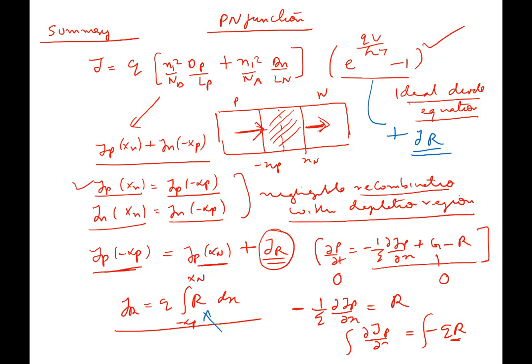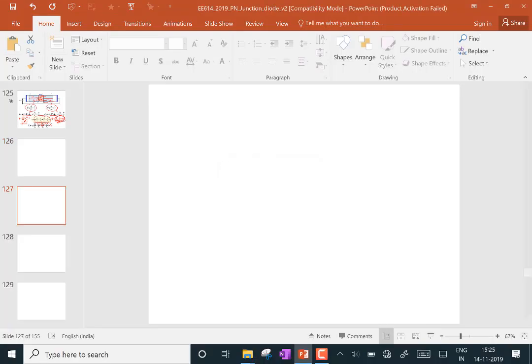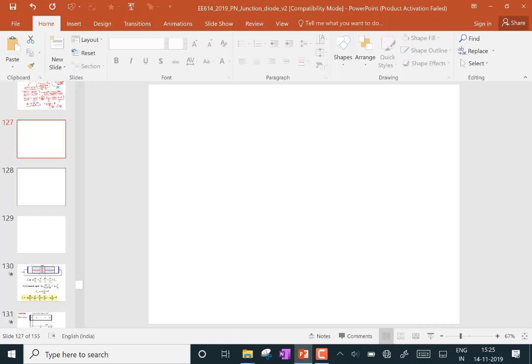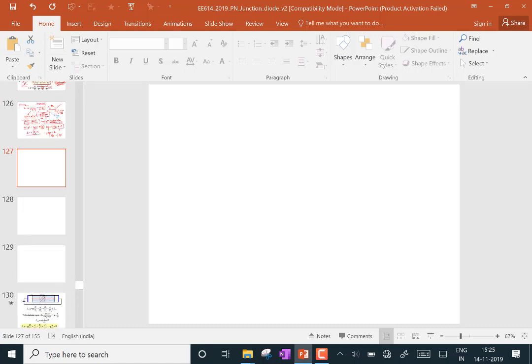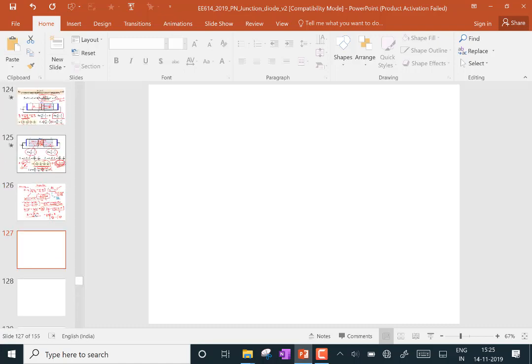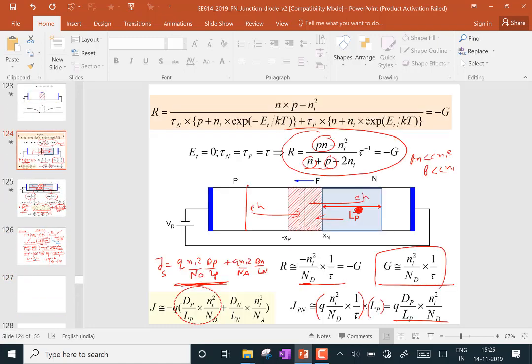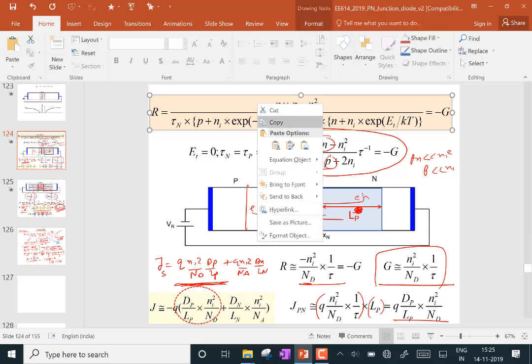So we have to look at the recombination rate. And we said for the recombination rate, we have this big expression. Let me take this expression from here and copy it. Here, this expression here.